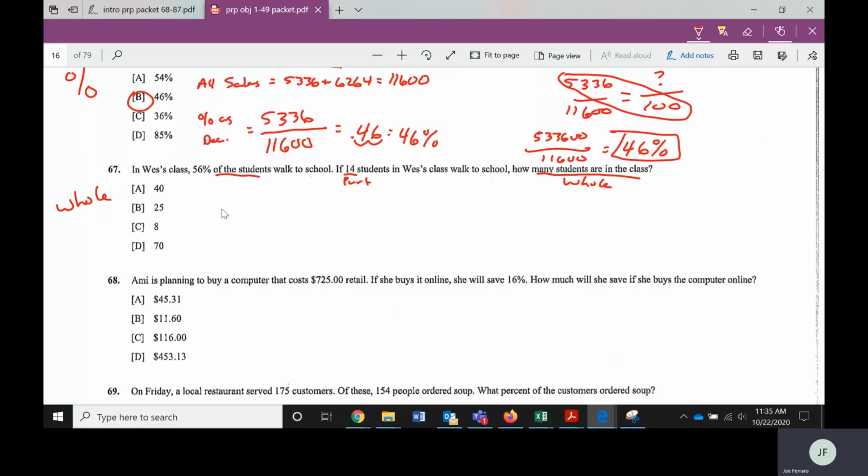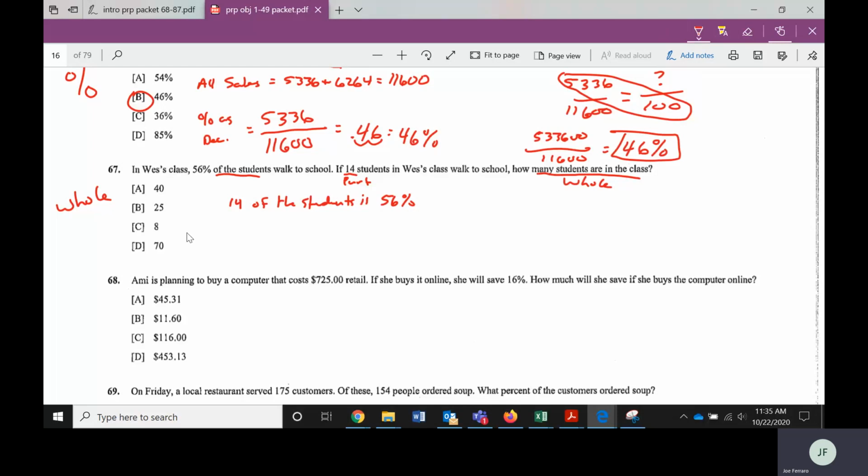So the other way you could say this is, there's a few different ways you could write this, but if you said 14 of the students is 56%. If that helps you, you can write it that way. Okay. So again, we need to find the whole. And we wrote this before.